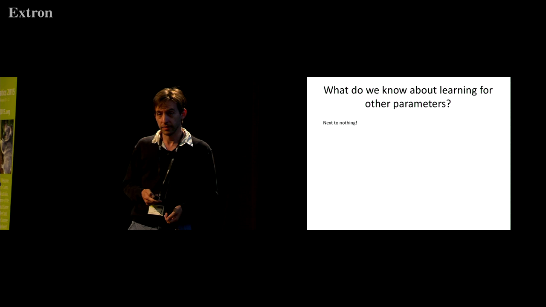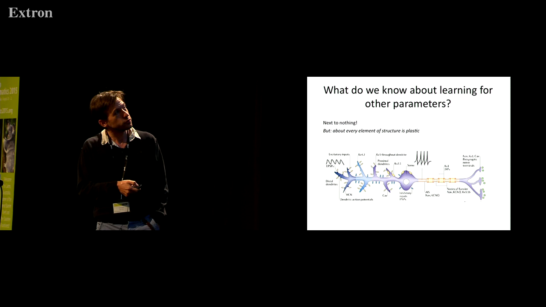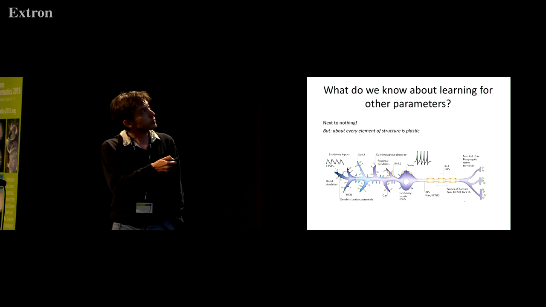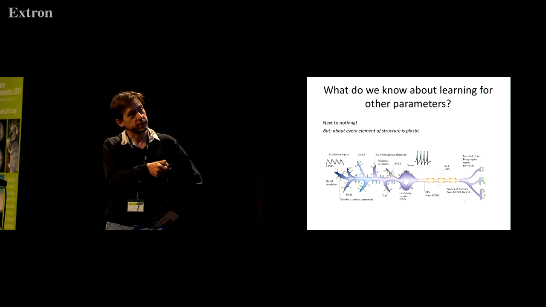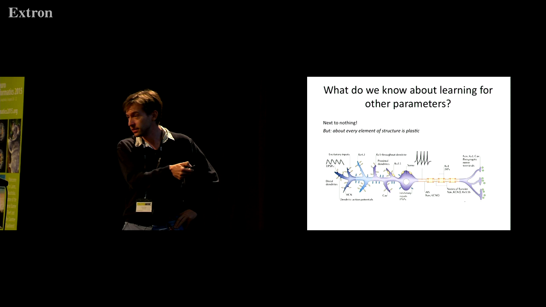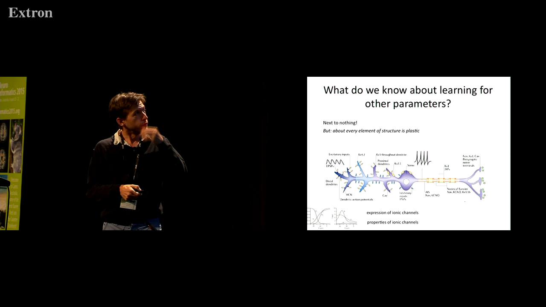But what we do know is that almost every element of structure in a neural system is plastic, or at least dynamic. This is an illustration of a pyramidal cortical cell, and you have lots of structural elements here. Of course, you have synapses and their strengths, but there's also short-term dynamics in the synapses. There's also the initial axonal segment here where spikes are produced, and this is plastic. In fact, it can move depending on activity. There are ionic channels distributed along the dendrites, and those are also plastic in an activity-dependent way, and the properties of those ionic channels are plastic as well.